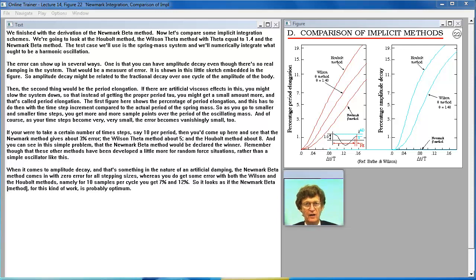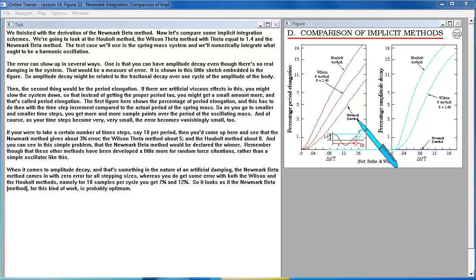We finished with the derivation of the Newmark Beta Method. Now let's compare some implicit integration schemes. We're going to look at the Houbolt method, the Wilson theta method with theta equal to 1.4, and the Newmark Beta method. The test case we'll use is a spring mass system, and we'll numerically integrate what ought to be a harmonic oscillation.